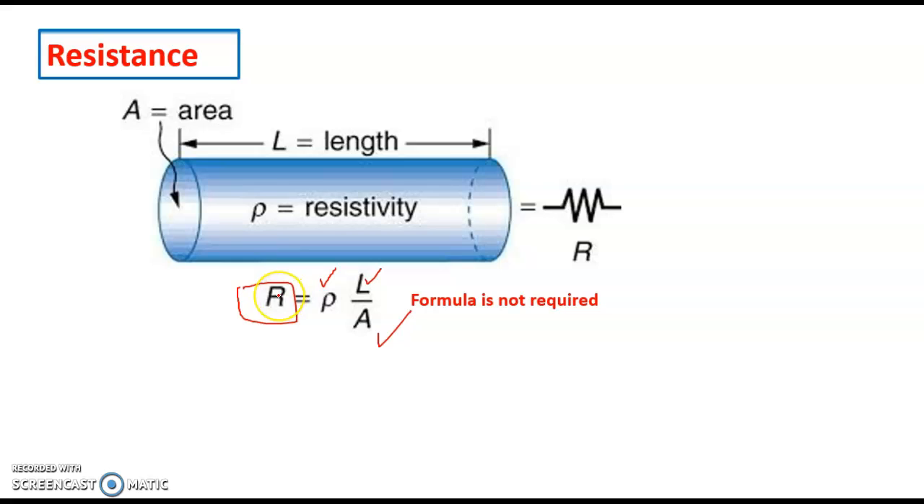Each wire has its own resistance. Each copper wire, for example, has its own resistance, but all copper wires have the same resistivity. It's just like, you can say, the identity. The resistivity is the identity of the material. It doesn't change, but what changes is the resistance. It's affected by the length and the surface area.